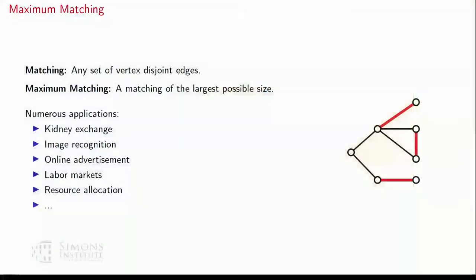So I'll start by defining matchings. What is a matching? A matching is a set of vertex disjoint edges. The red edges here form a matching. And a maximum matching is a matching of largest possible size. The maximum matching problem has numerous applications. I won't be going through all of them, but it has many applications in kidney exchange, image recognition, online advertisement, labor markets, and resource allocation in general.